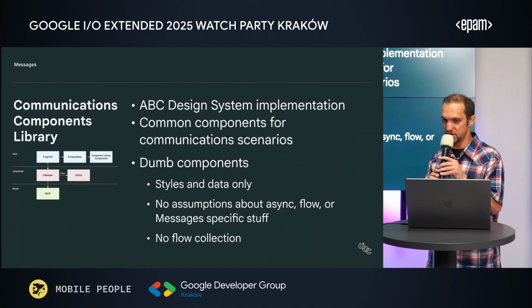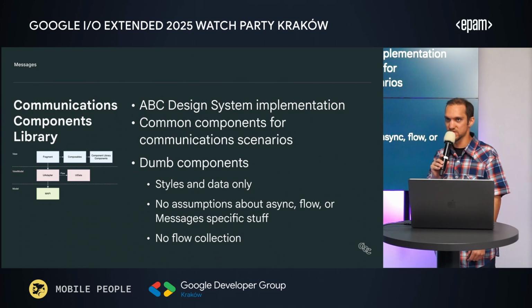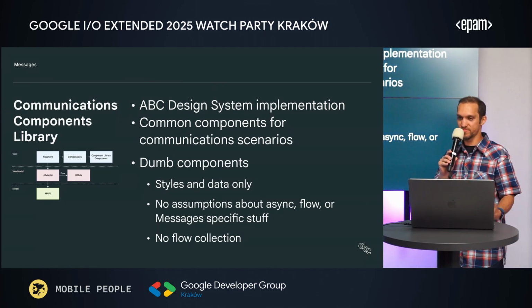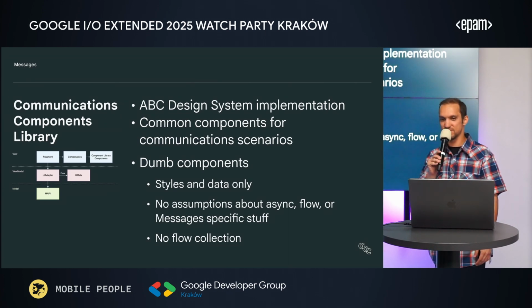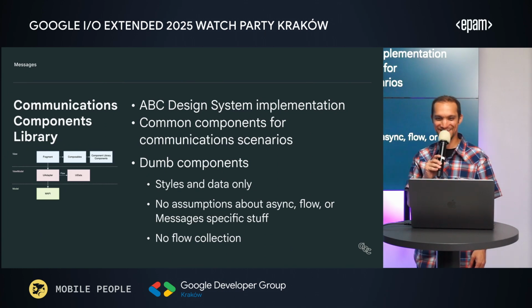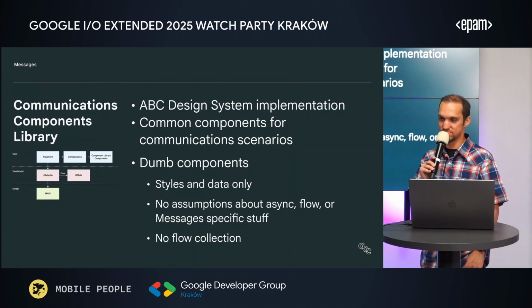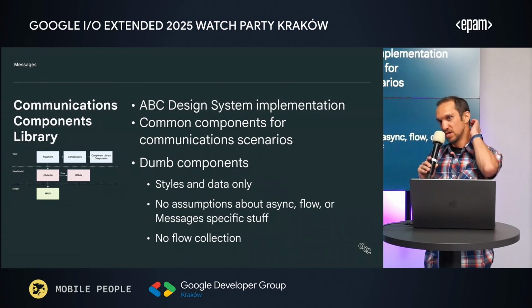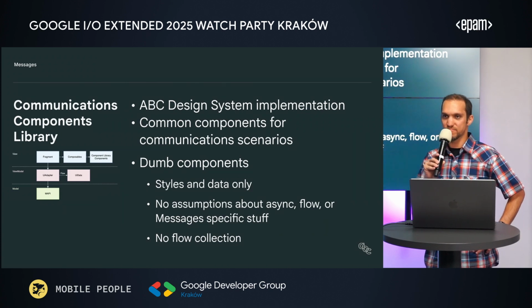The last little bit here is our communications components library. So this is really just ABC's design system. It's an implementation of that design system. ABC's Android Business Communications. Sorry, I should have mentioned that. Yeah, and then so basically an implementation of that design system. It has all the common components that you would expect. So like message bubble is an example of them.